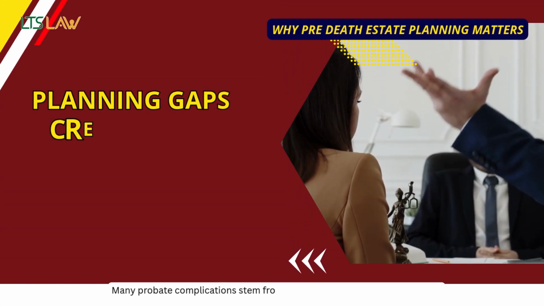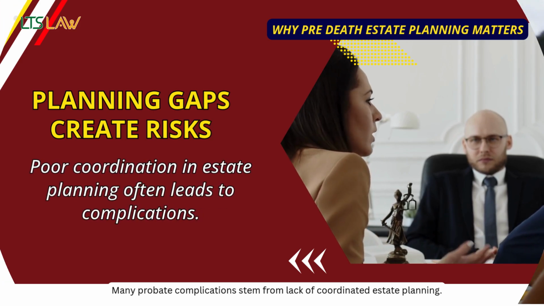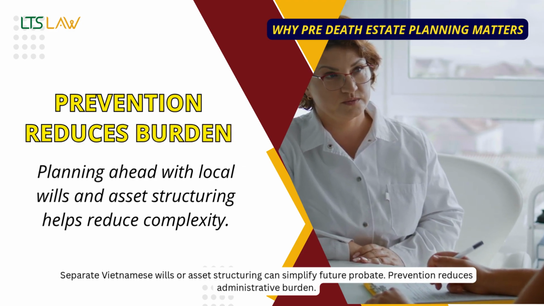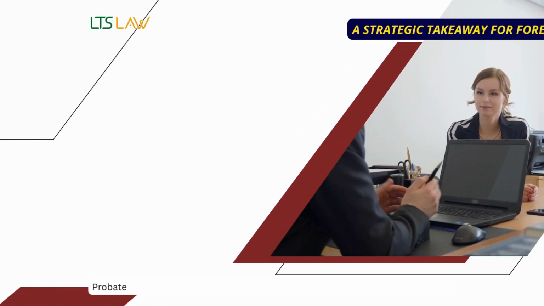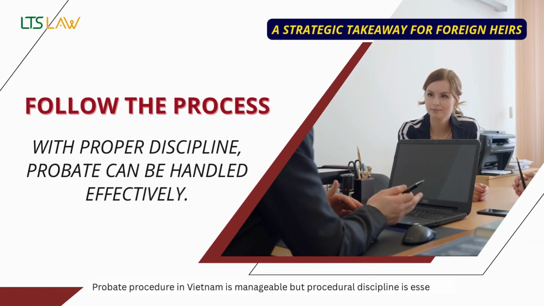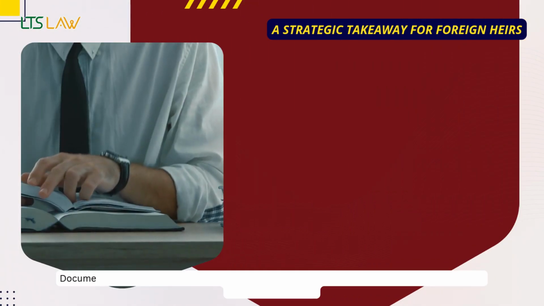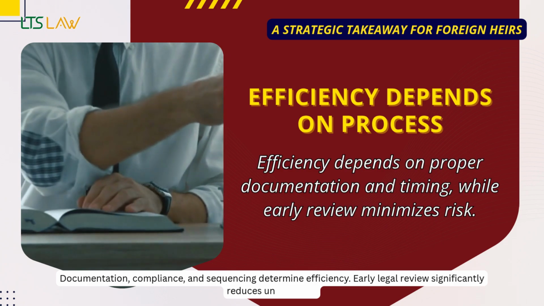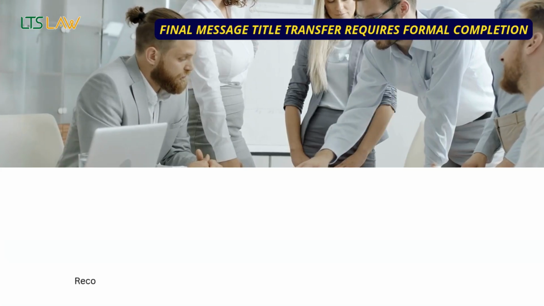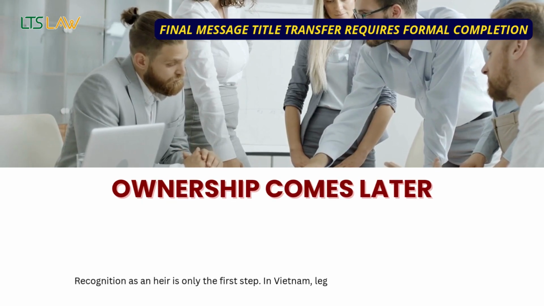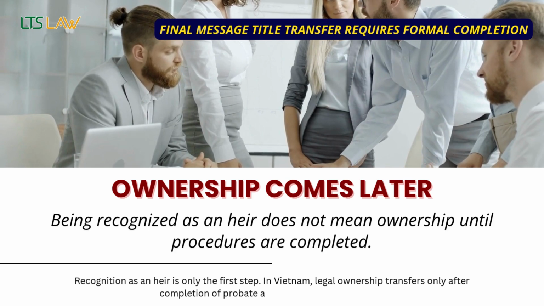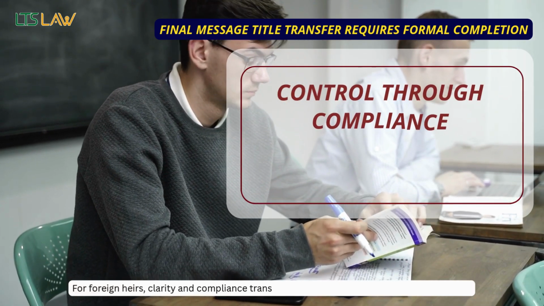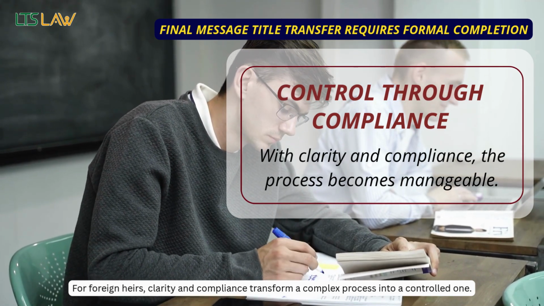Many probate complications stem from lack of coordinated estate planning. Separate Vietnamese wills or asset structuring can simplify future probate. Prevention reduces administrative burden. Probate procedure in Vietnam is manageable, but procedural discipline is essential. Documentation, compliance, and sequencing determine efficiency. Early legal review significantly reduces uncertainty. Recognition as an heir is only the first step. In Vietnam, legal ownership transfers only after completion of probate and registration procedures. For foreign heirs, clarity and compliance transform a complex process into a controlled one.